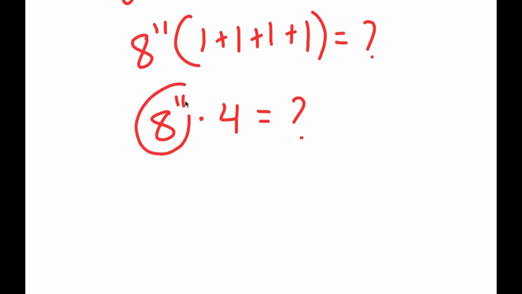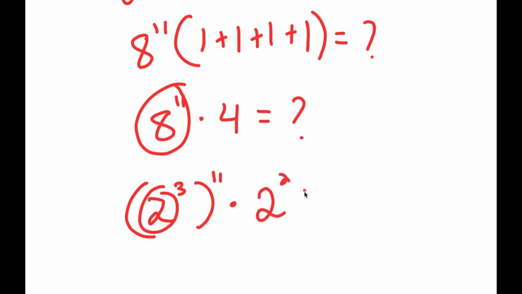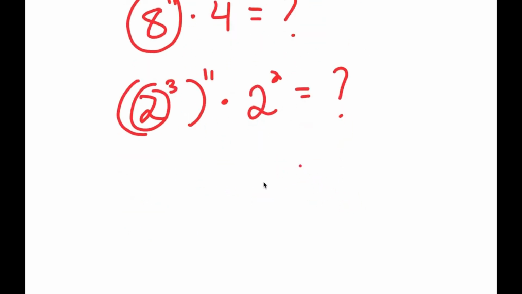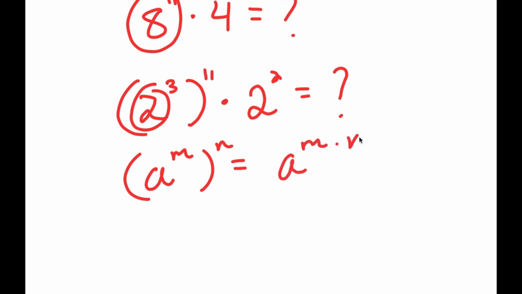Now from here, a to the power of 11, I can rewrite this as 2 to the power of 3. All I did was rewrite 8 as 2 to the power of 3. And now 4, I can also rewrite as a power of 2. 4 is the same thing as 2 squared. From here, if I have something in the form a to the power of m to the power of n, this is equal to a to the power of m times n.